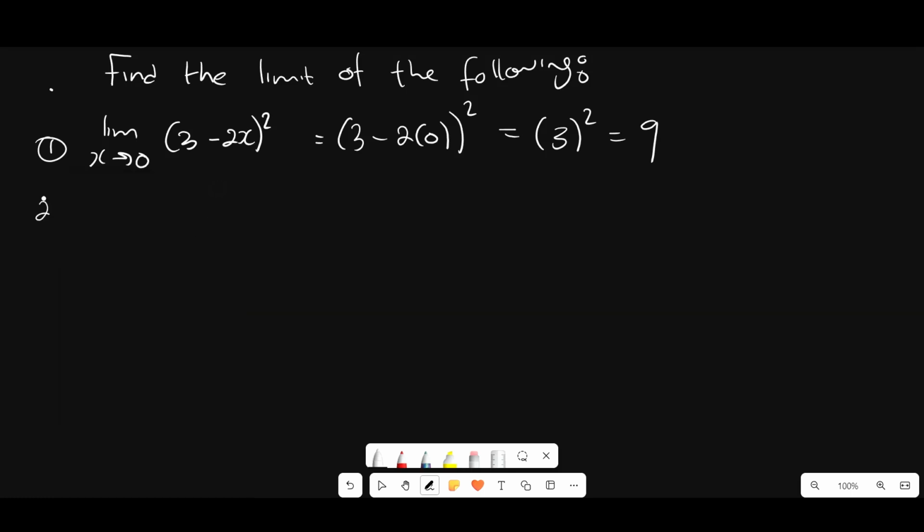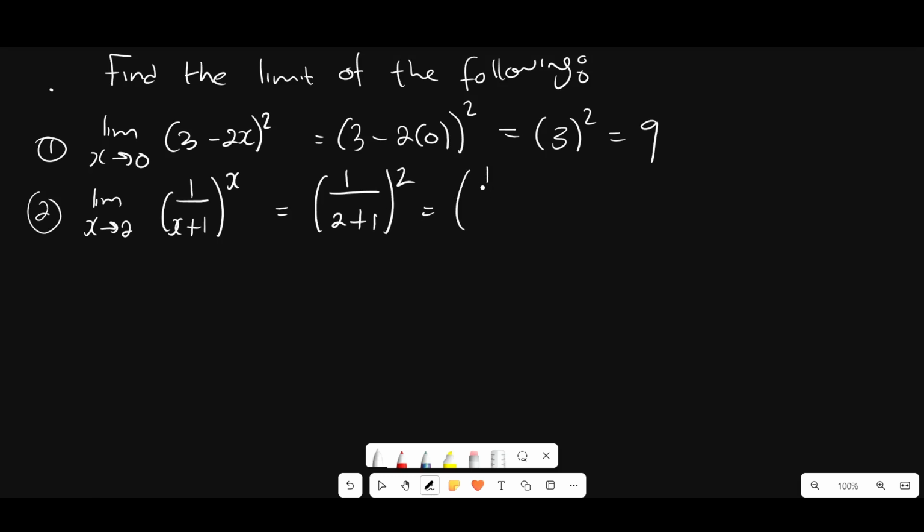Okay, so let's look at another example. Let's look at example 2. Let's say we have the limit as x approaches 2 of the function (1 over x plus 1) raised to the power x. Go ahead and pause the video and try this on your own. So here we'll have 1 over 2 plus 1, raised to the power 2, which is equal to 1 over 3 raised to the power 2, which is the same as 1 over 9, right?